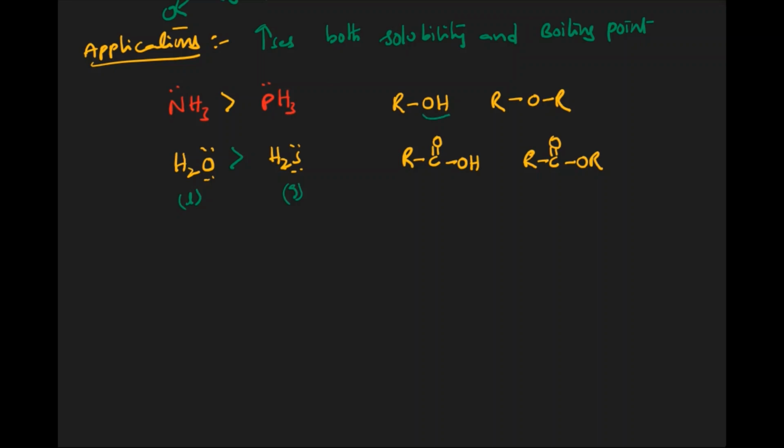In the case of alcohol, hydrogen bonding again is present here. That is why the boiling point of alcohol is more than that of ether. Again here, in the case of acid, acid can form the hydrogen bonding, but ester can't. That is why the boiling point of acid is more. This is the application of intermolecular hydrogen bonding.